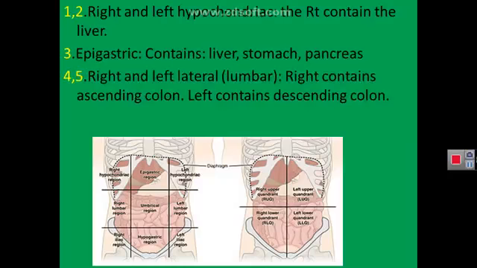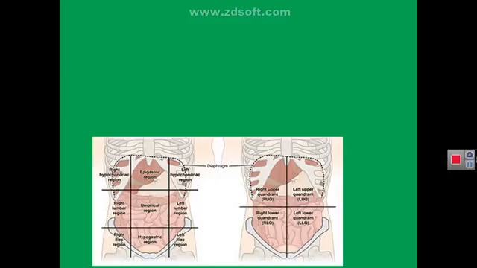And these are the names of the regions. Each of these regions, textbooks sometimes report, is related to the surface anatomy of an organ. For example, the hypochondrial region on the right side is related to the liver. The epigastrium is related to the liver, stomach, and pancreas. The lumbar region is related to the colon, and so on. And it is reported here.